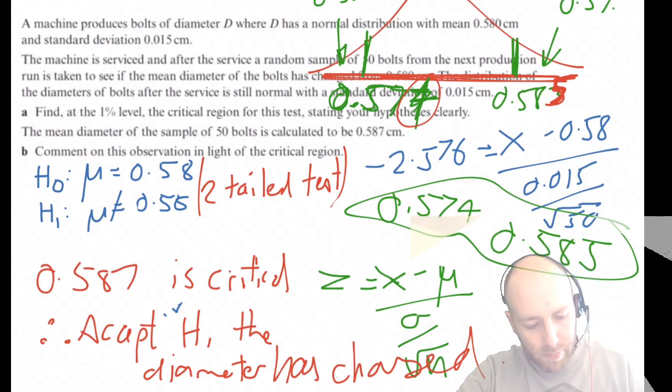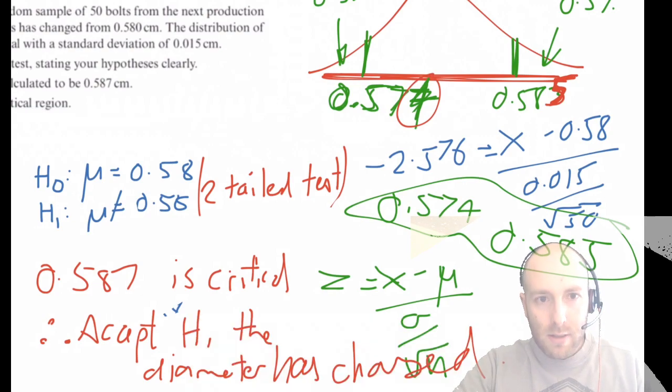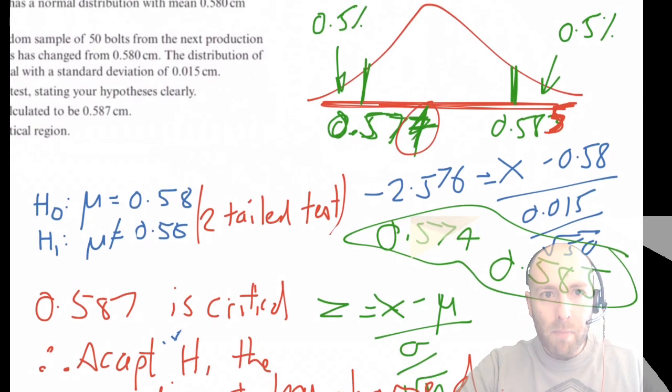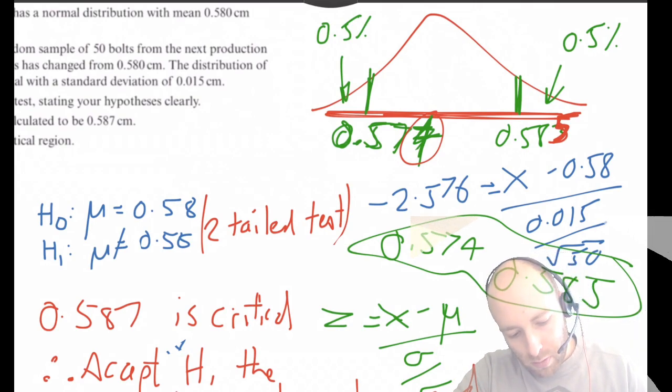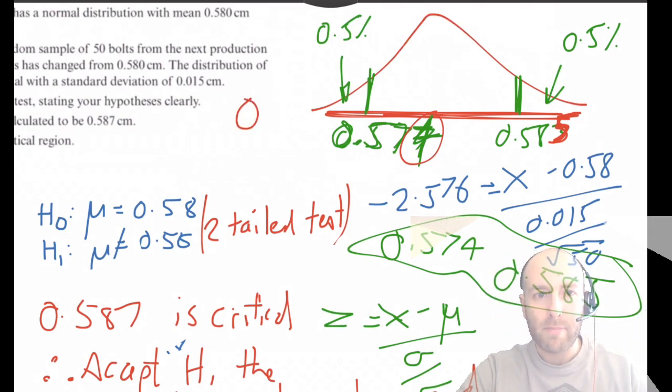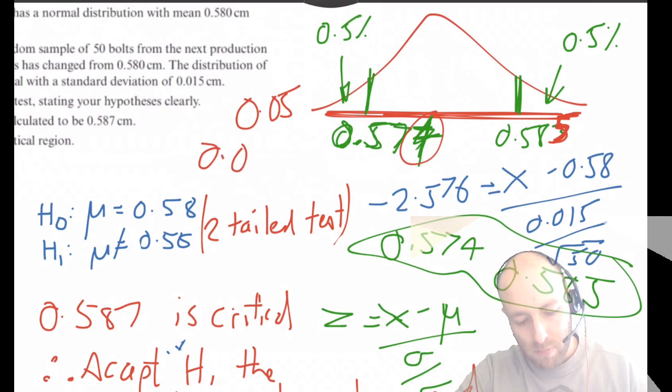So the problem was I put into the calculator 0.5%. I used 0.05. 0.05% should be 0.005. So that's what we should have used.